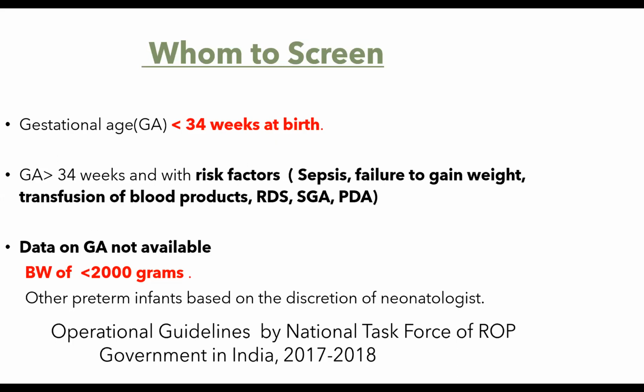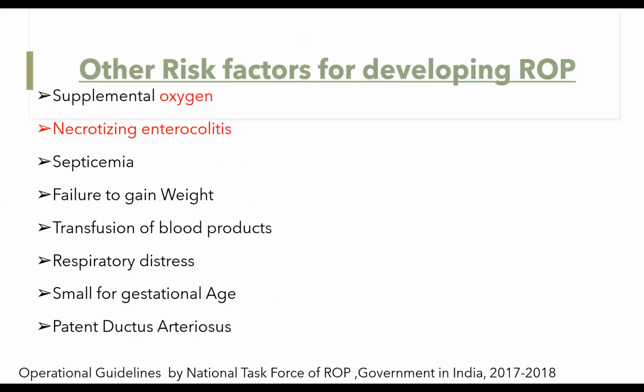Any other baby, even one born at 37 weeks, but we know the overall neonatal course was very bad, then at the discretion of the neonatologist, it is better to have one screening done to be on the confirmed side that there is no ROP inside the eyes. Other risk factors are necrotizing enterocolitis, which is a very important factor for development of ROP, septicemia, and failure to gain weight.